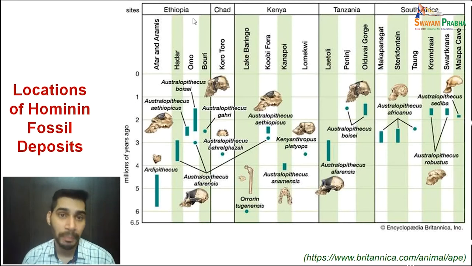Now within these major sites, you can see the particular local sites from where a particular specimen has been obtained or discovered. Again, here you can see all the fossils which are being represented in the site from where they have been collected. And again, on this side, you can see the time scale, that is in million years ago.